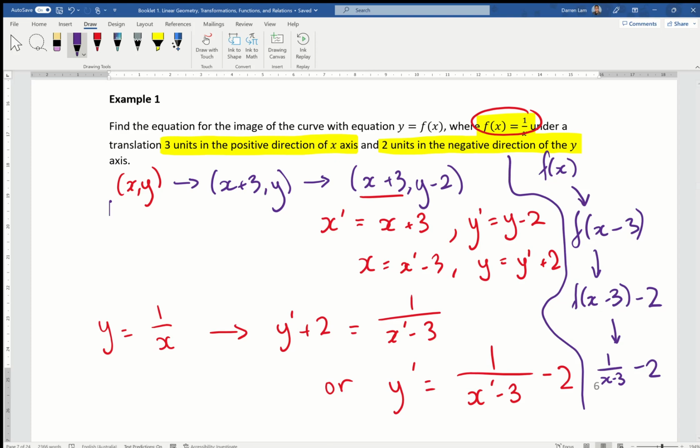Key thing to remember is that the x translations mean that you have to do the opposite. Please don't do it the wrong way around. All right, let's move on. Move on to reflections.